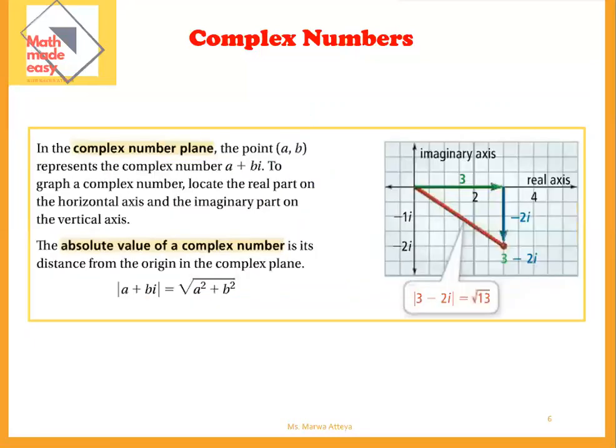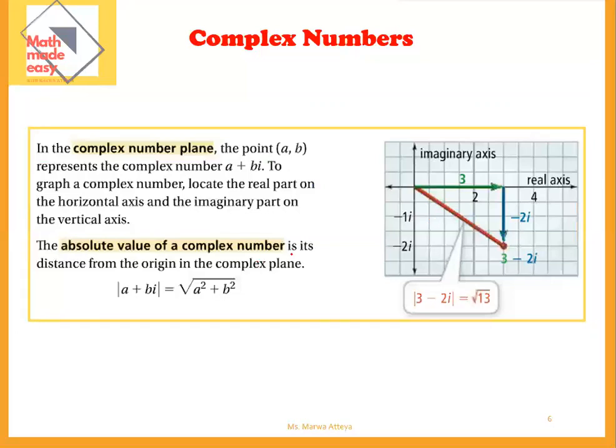Now, how do we graph those imaginary numbers? Complex numbers cannot be graphed on the coordinate plane. Why? Because there is an imaginary part to it. So actually, the x-axis, which we used to have in the coordinate plane, is here what we call the real axis. And the y-axis is what we call the imaginary axis. Both of these axes together make what we call the complex plane.